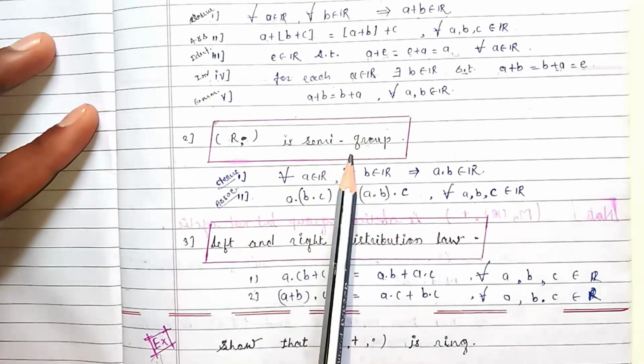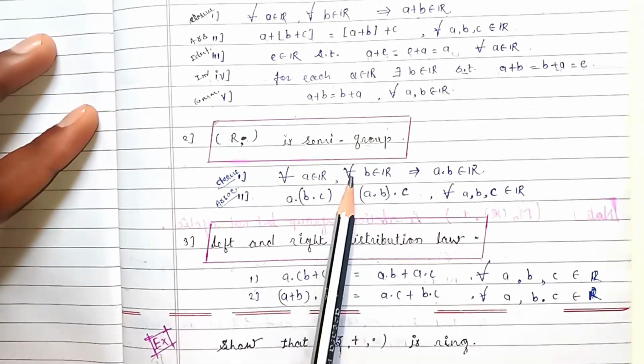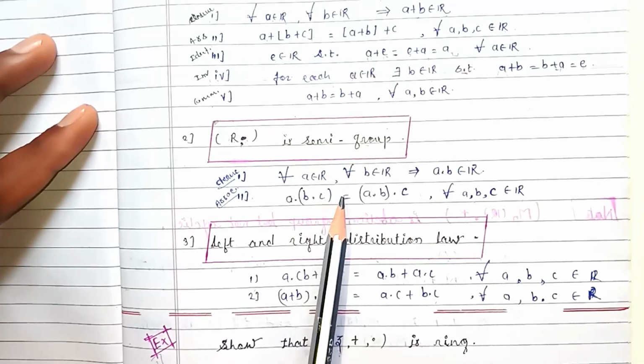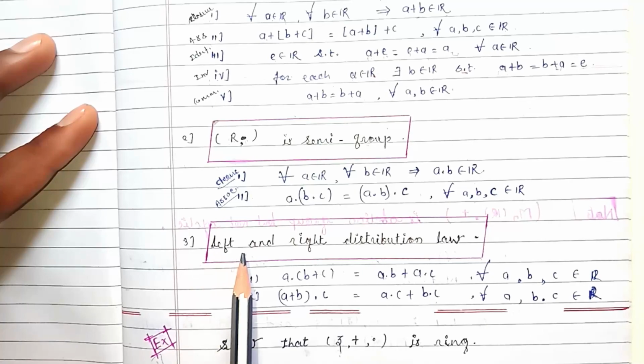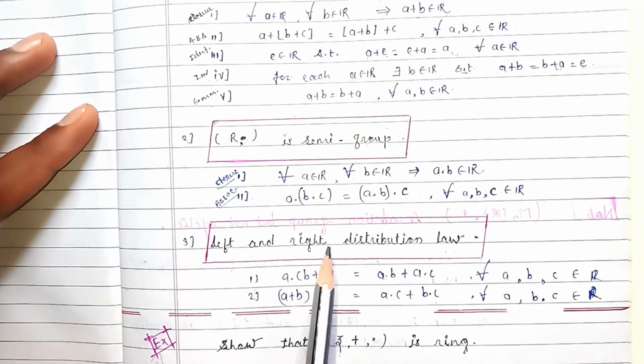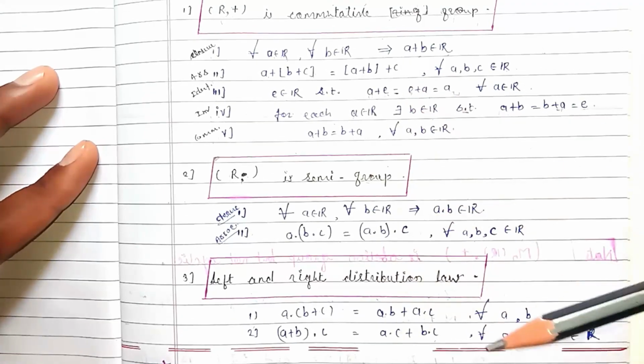R under multiplication needs to be a semigroup. Semigroup means under multiplication it needs to satisfy the closure property and the associative property. These two properties need to be satisfied here. And now the third one, the left and right distributive laws. So these properties need to be satisfied in order to show whether our group is a ring or not.